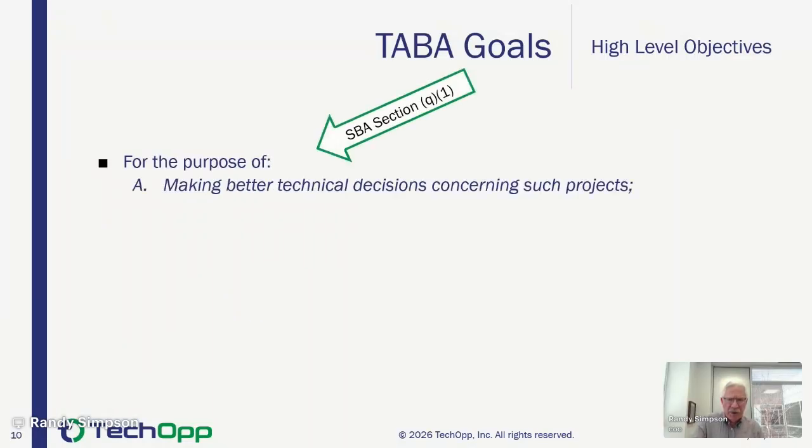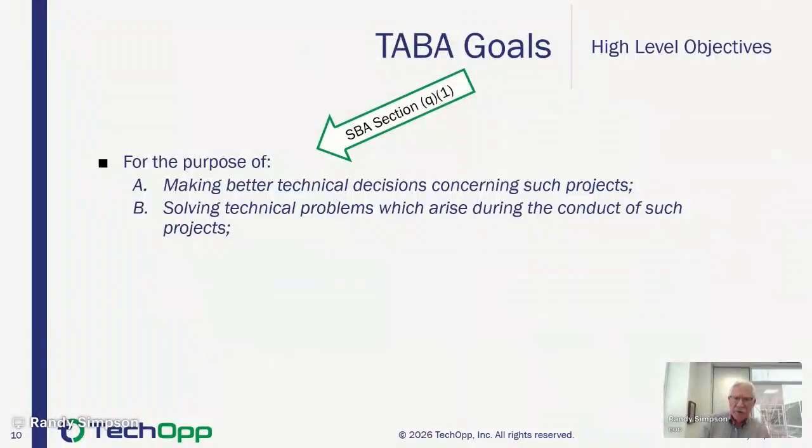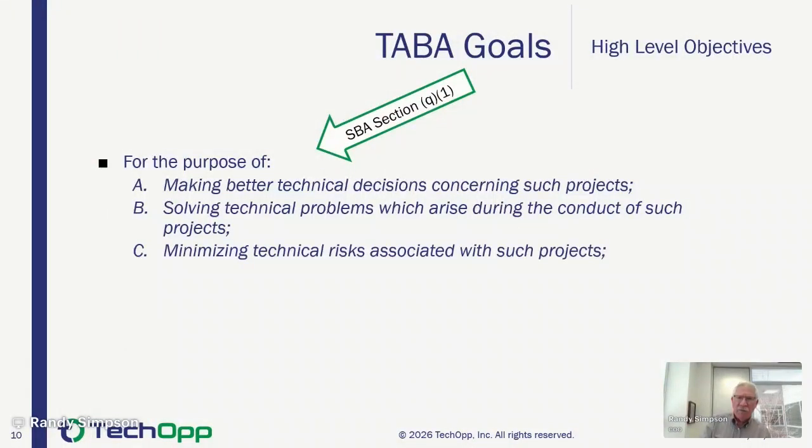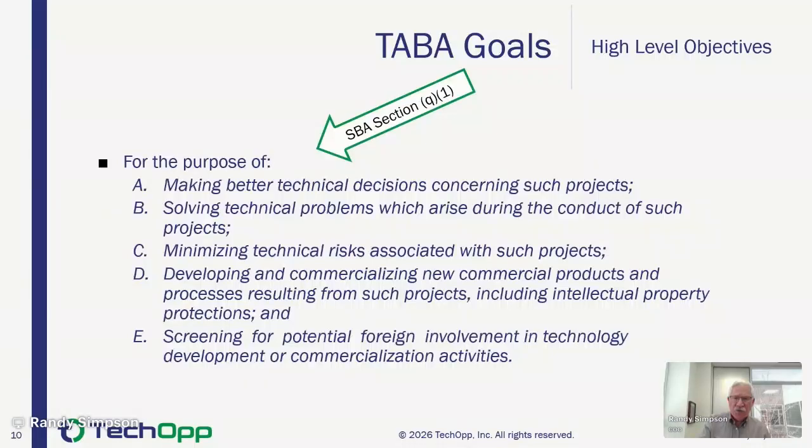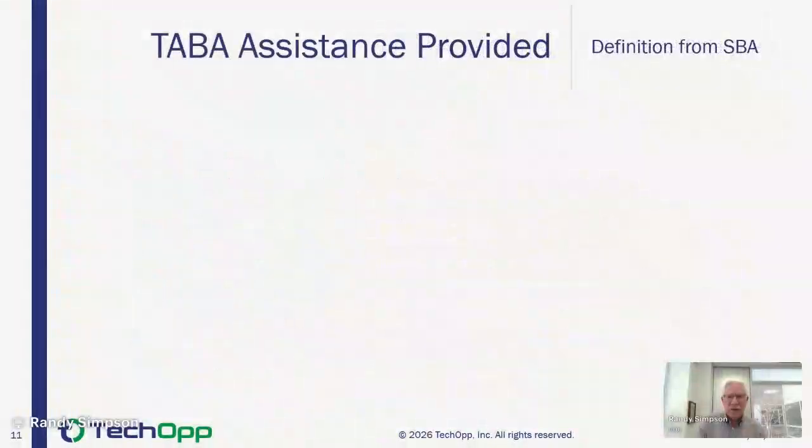This is in the Small Business Act too. There's the purpose of TABA, the high-level objectives: making better technical decisions, solving technical problems, dealing with risk, developing and commercializing new commercial products and processes, and screening for potential foreign involvement. They got added into the Act quite a bit this time.